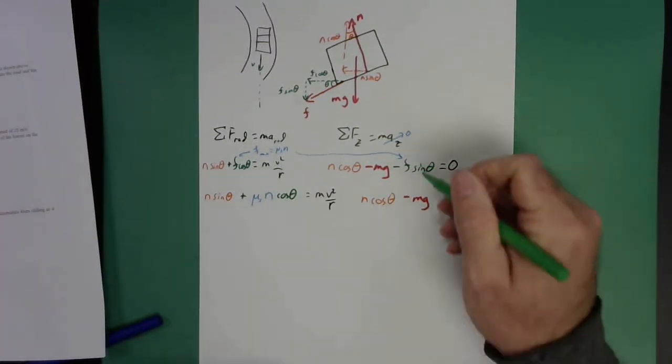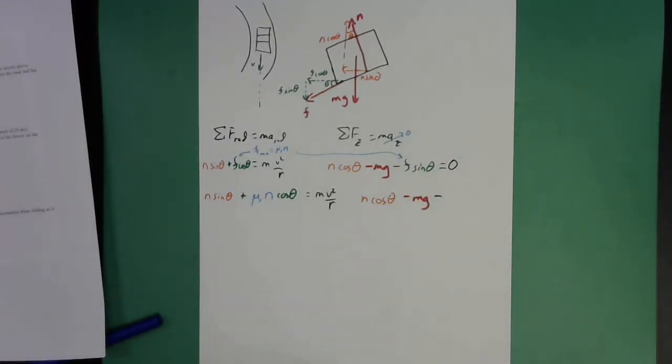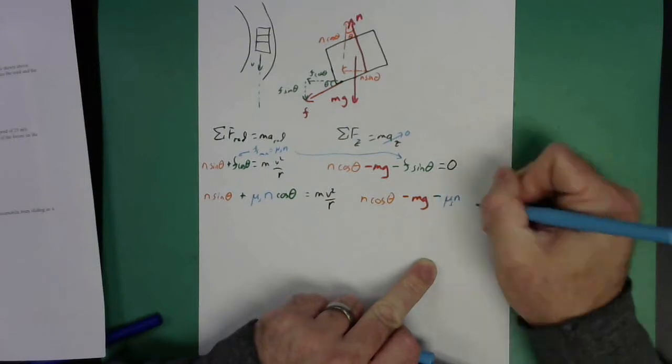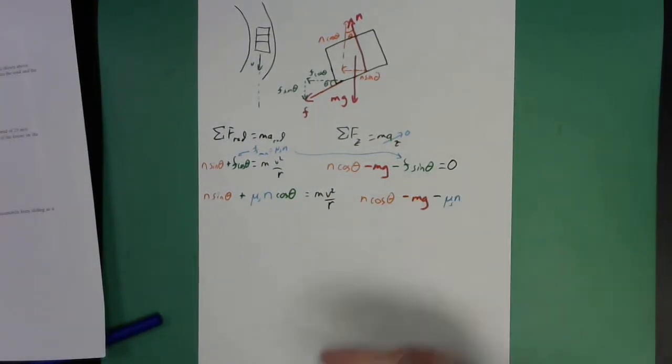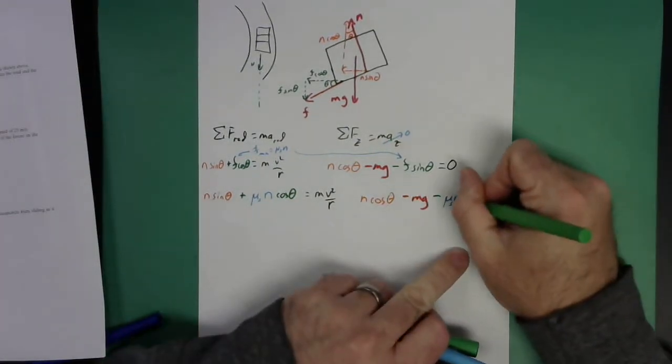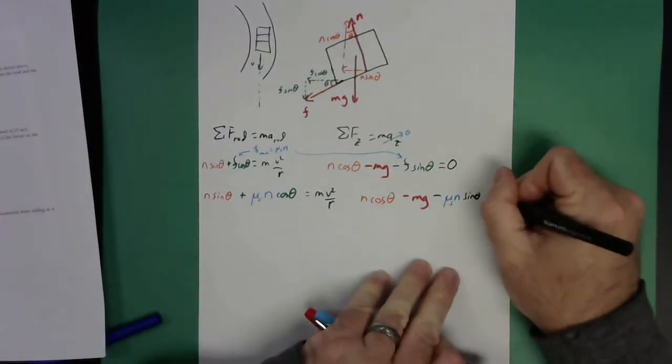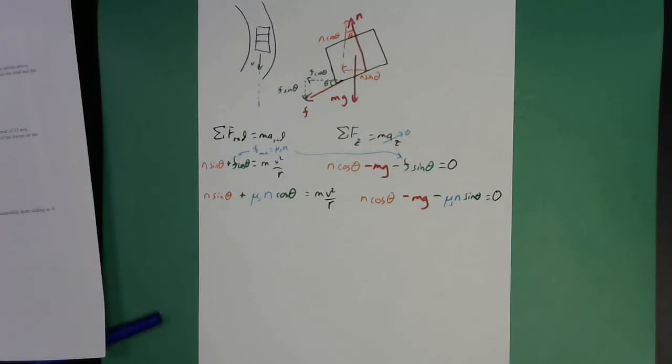And then where it says friction there, I'm going to be putting in mu n times the sine of theta. And this is equal to 0. All right, there we go.